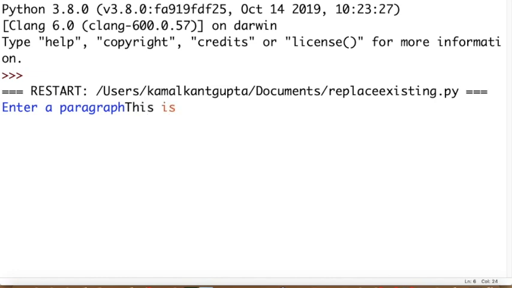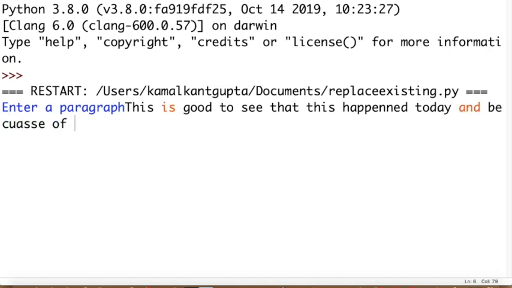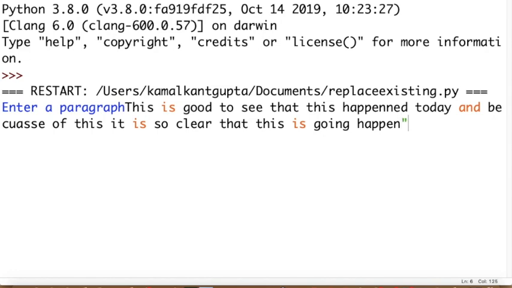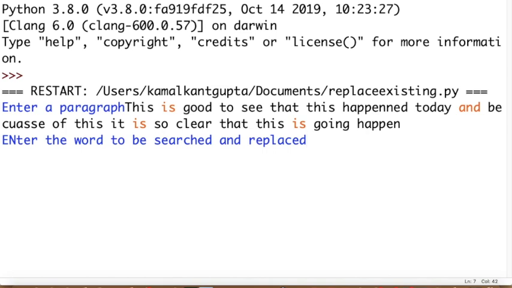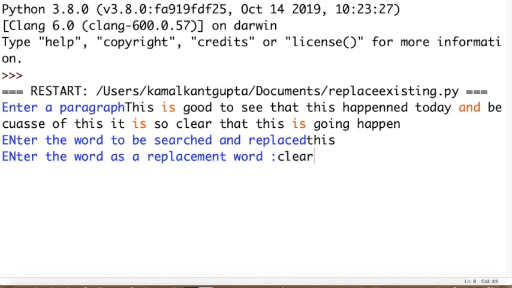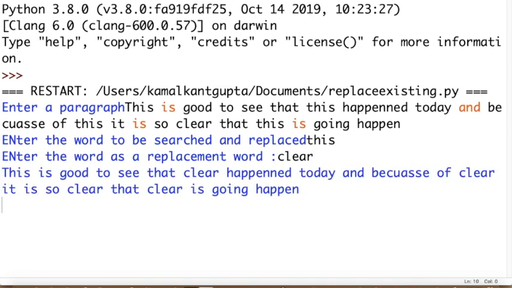Now enter a paragraph. "So this is good to see that this happened today, and because of this, it is so clear that this is going to happen." This is just a random sentence, it does not have any meaning. Now I have entered the paragraph. Now I will enter the word which is to be replaced. I want to replace the word "this", in small letters, and I will replace it with, for example, "clear". Let us see if it happens or not. Now you see, the first "this" in my output has not been changed because it starts with a capital T.